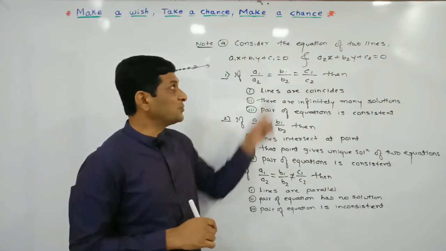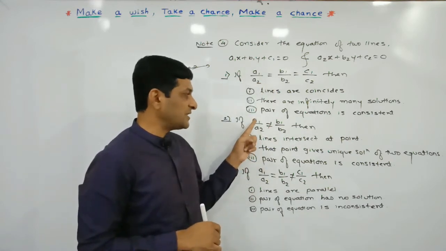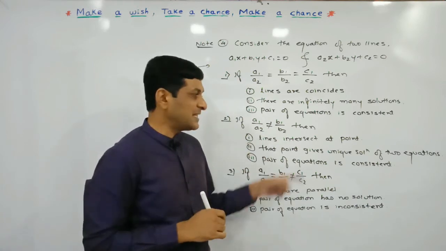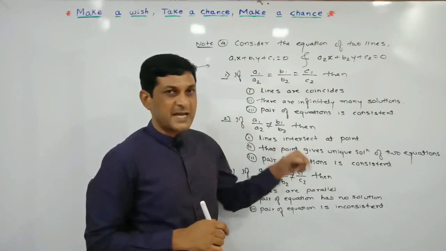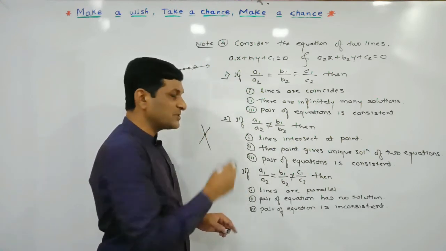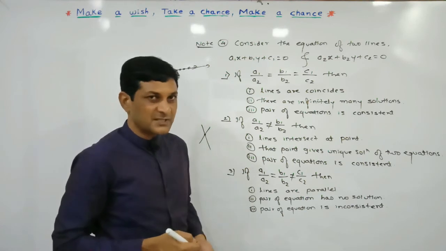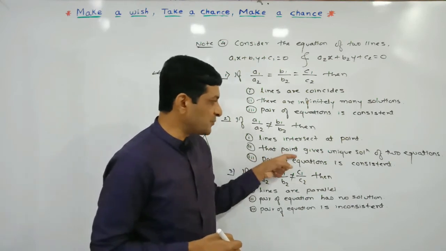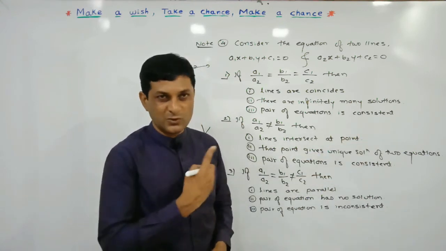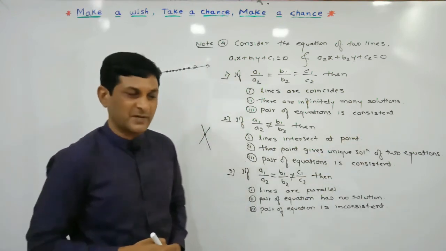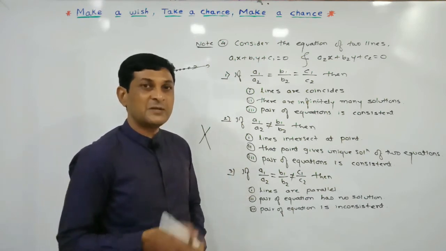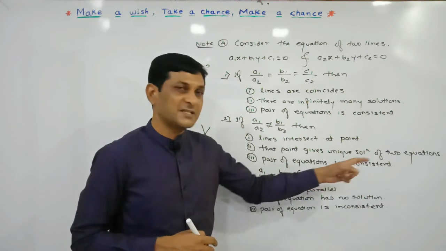Now, if these two lines satisfy the condition that a1 upon a2 is not equal to b1 upon b2, at that time we can say that the lines are intersecting. Means the lines intersect at one point. If the lines intersect at one point, how many solutions are there? Only one solution is there. That's why we can say that this point, the point of intersection, gives a unique solution to both given equations. And since at least one solution exists, we can say that the pair of equations is consistent.